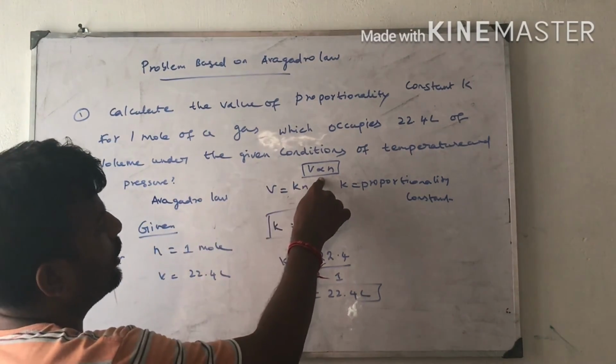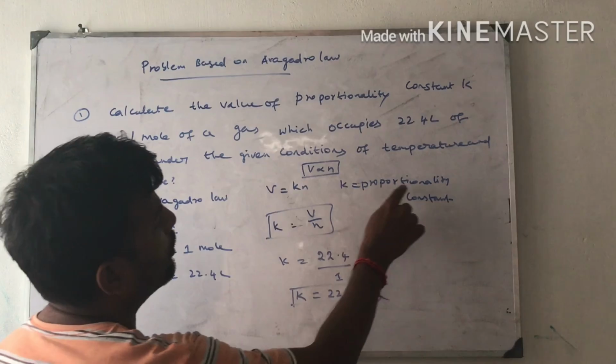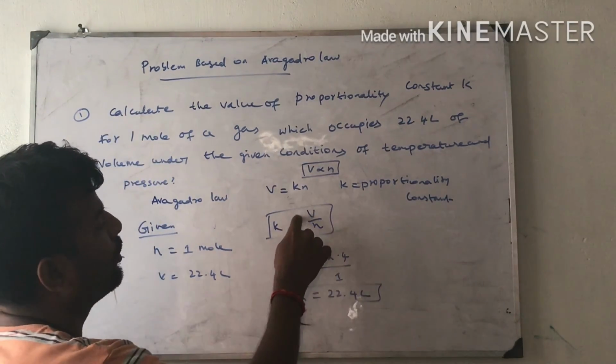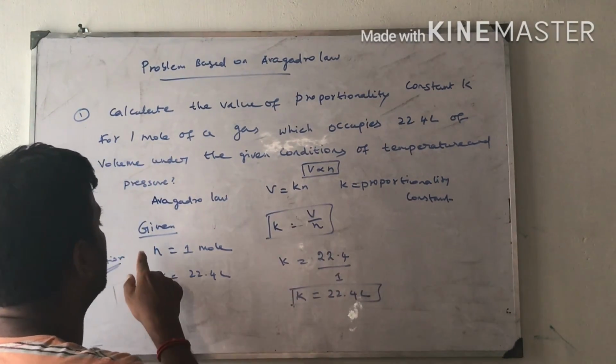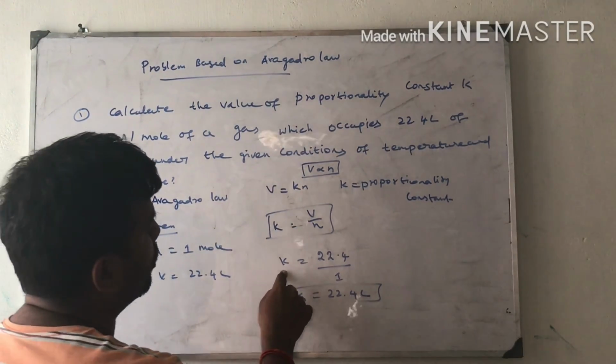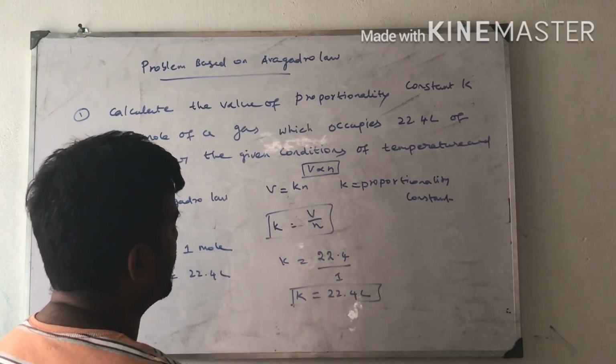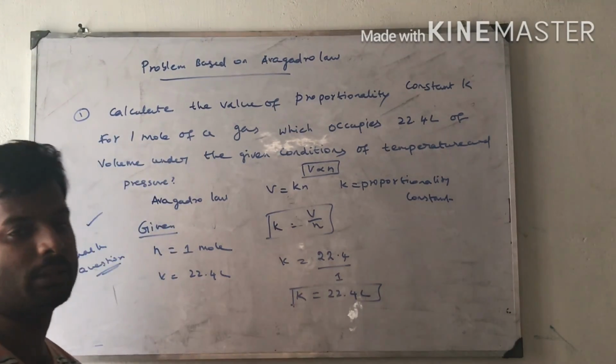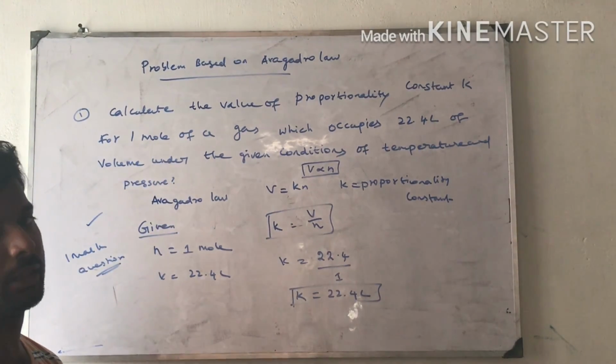V is proportional to N. V is equal to K into N. K is a proportionality constant. K is equal to V by N. And then given terms: N equal to 1 mole, V is equal to 22.4 liters. K is equal to 22.4 by 1. We get 22.4 liters is the proportionality constant.